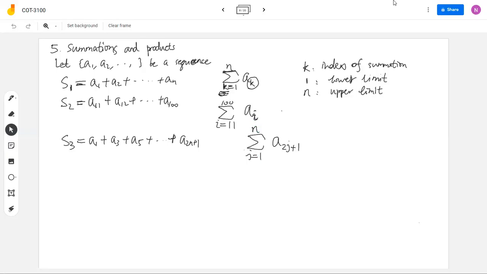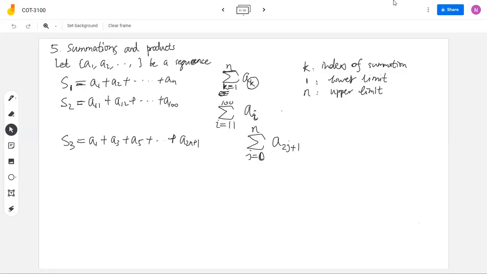So, sorry, something is wrong. J equals 0. Because when you plug in J equals 0, you get A1. You plug in J equals 1, you get A3. You plug in J equals 2, you get A5, and so on. Finally, you plug in J equals N, you get A2N plus 1. Okay, this is for summation.